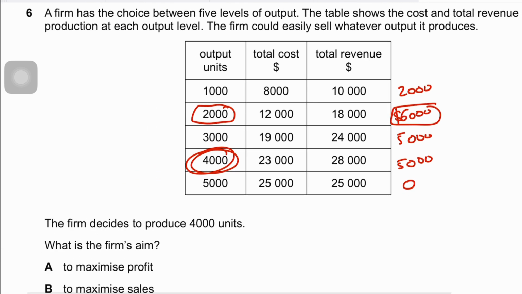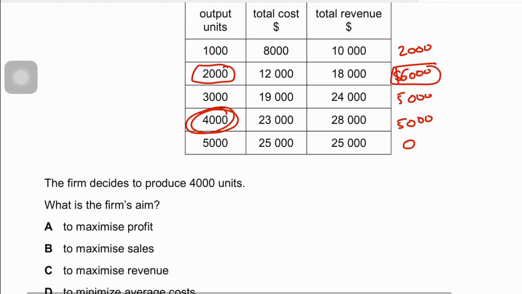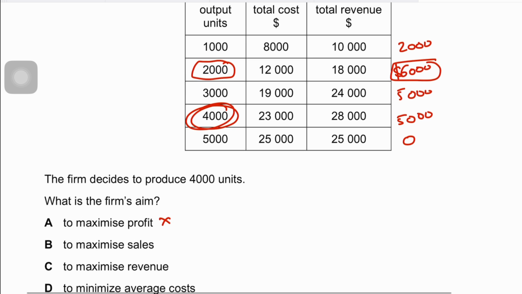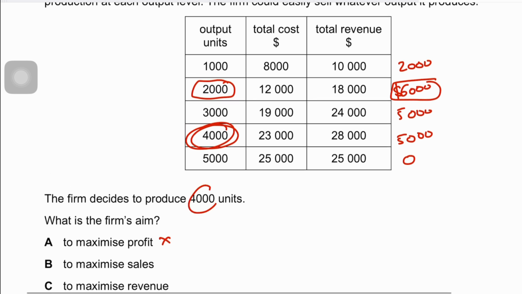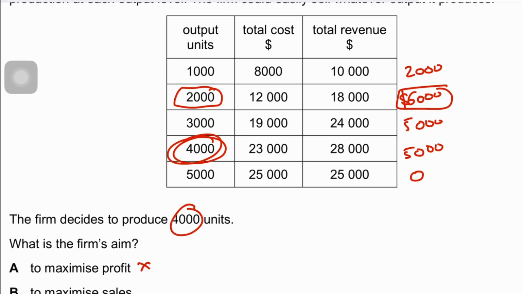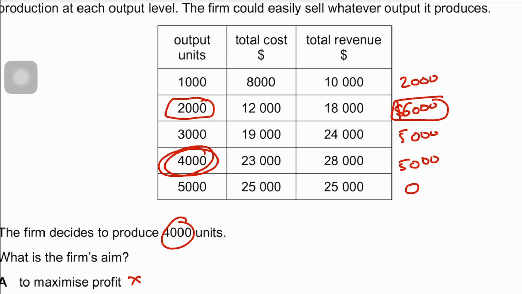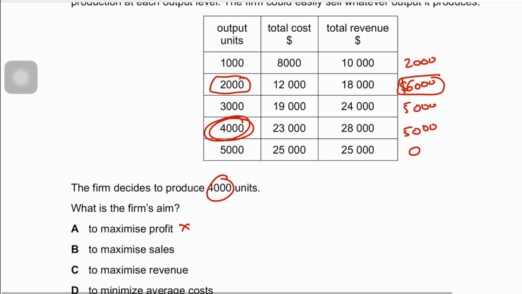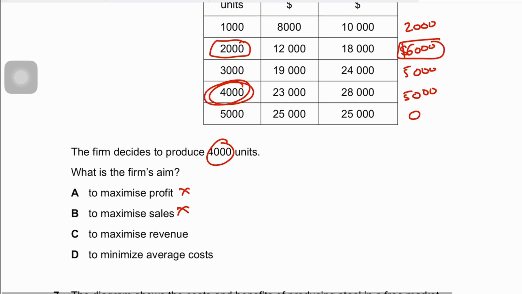That is indicating that the firm is likely aiming for something other than profit maximization. So if you look at these answer options, the first option says to maximize profit, and obviously the firm is not aiming there. The second says to maximize sales. And this could mean maximizing the quantity that you're selling. But since the firm is choosing 4,000 units, if it was maximizing your sales, that is your quantity, then it would have produced 5,000 units instead of 4,000, right? Which is the highest quantity according to the table. So this is not the correct answer, B is also wrong.